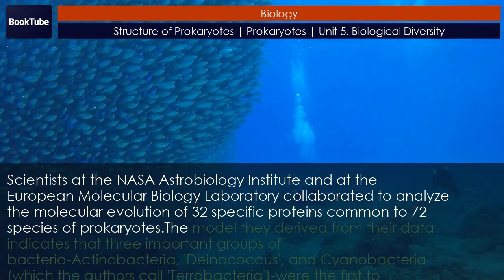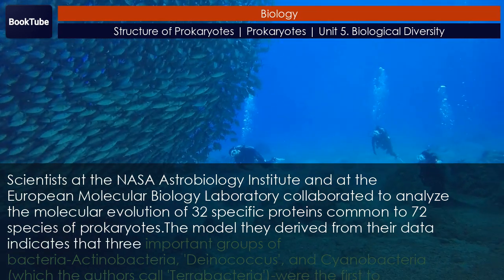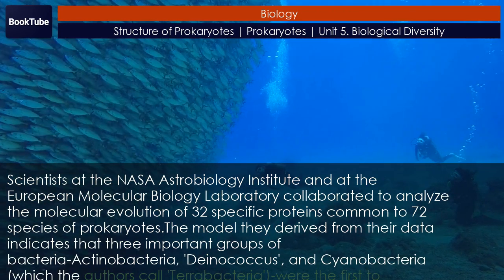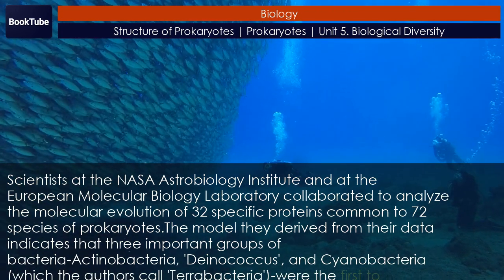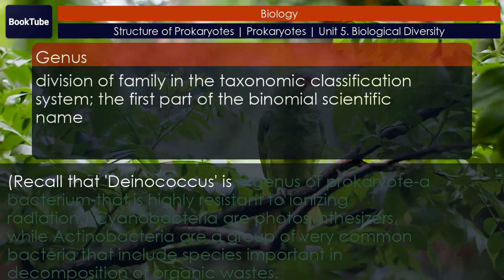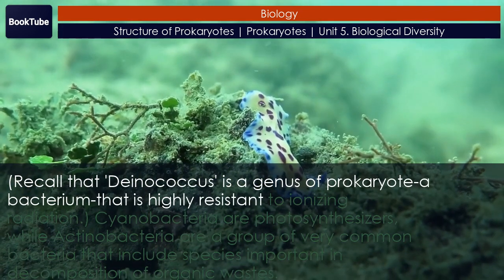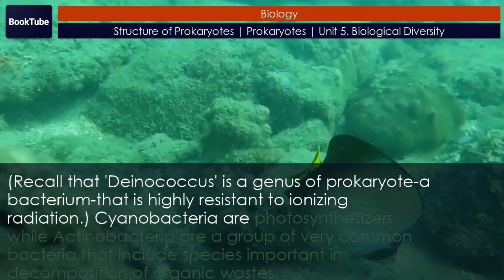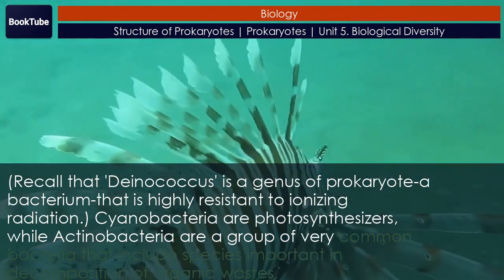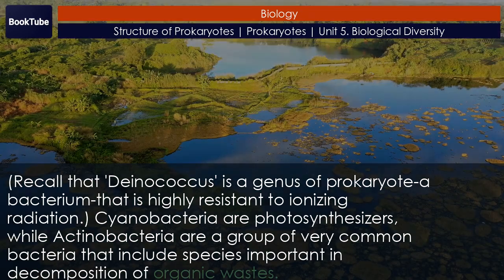The model they derived from their data indicates that three important groups of bacteria, actinobacteria, Deinococcus, and cyanobacteria, which the authors call pterobacteria, were the first to colonize land. Recall that Deinococcus is a genus of prokaryotic bacterium that is highly resistant to ionizing radiation. Cyanobacteria are photosynthesizers, while actinobacteria are a group of very common bacteria that include species important in decomposition of organic wastes.